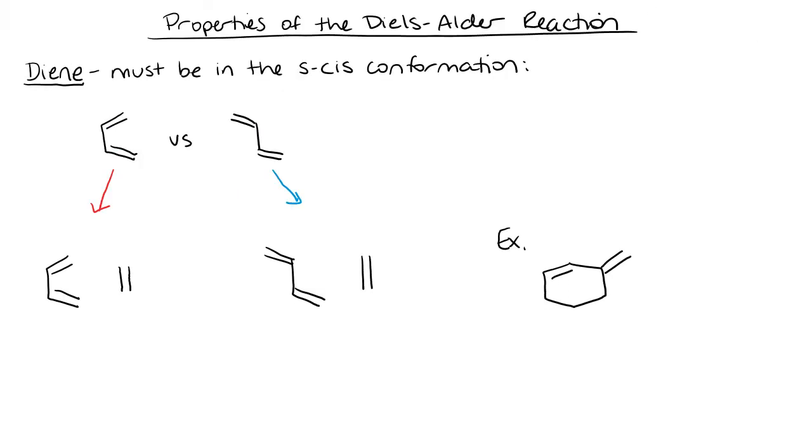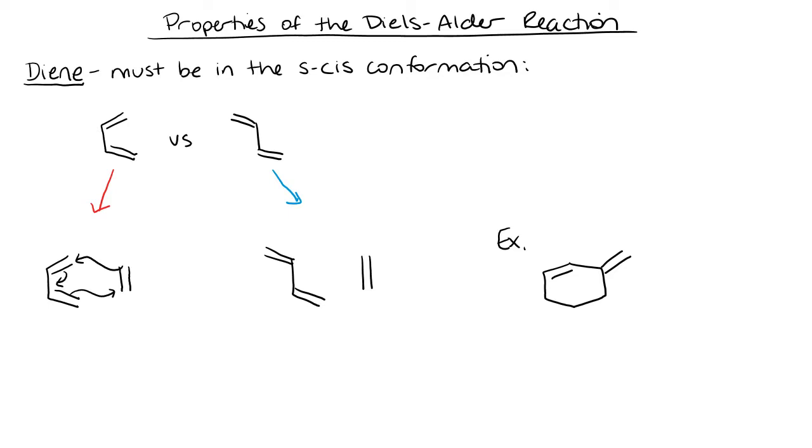Now there's a few properties of the Diels Alder reaction that we need to know about. First, the diene must be in the S-cis conformation. So I've drawn 1,3-butadiene in both conformations. We have the S-cis here and the S-trans over here. Now with 1,3-butadiene, we can rotate around this single bond to go back and forth between the cis and trans conformation. But it must be in the cis conformation for the Diels Alder to occur. So once it does reach that S-cis conformation, we can have the Diels Alder reaction proceed.